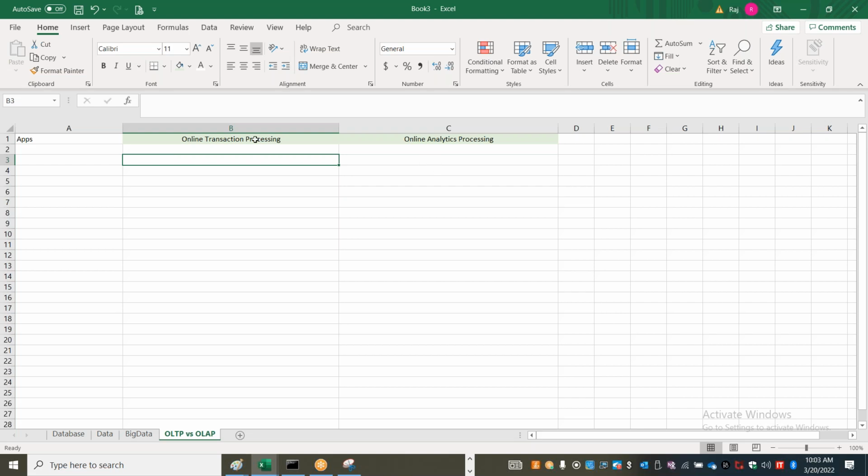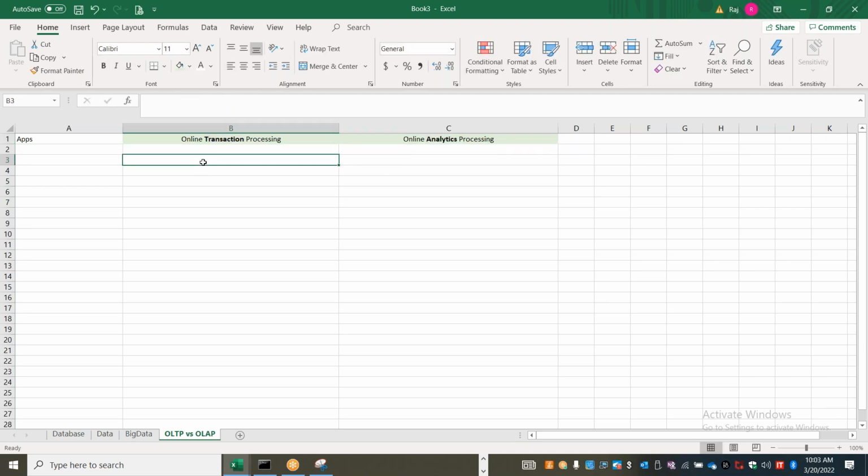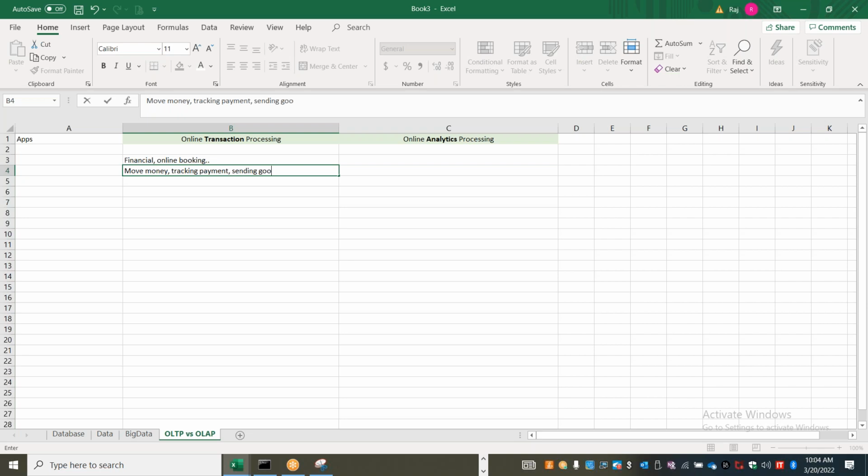Okay, that's fine. See, from the name itself, you can understand that this is a transaction processing system, and this is an analytics processing system. So a transaction can be anything, right? It could be financial, or online booking, or whatever. Like moving money from one account to another account, or tracking a payment, or sending goods from one location to another location, or responding to a customer's query. So everything is a transaction, right?